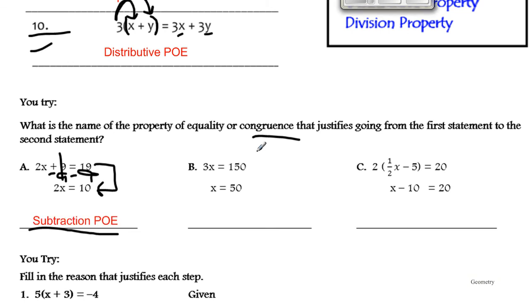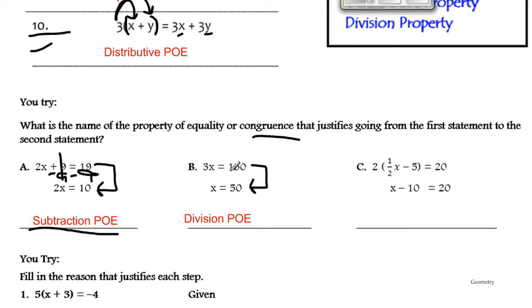Okay, so for example B, same thing. How do we get from here? So if 3x equals 150, then x equals 50. So you need to figure out what operation has been performed to get x is 50. And what do you think it is? Okay, and that is the division property of equality.